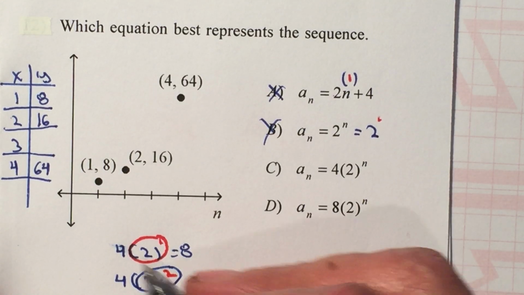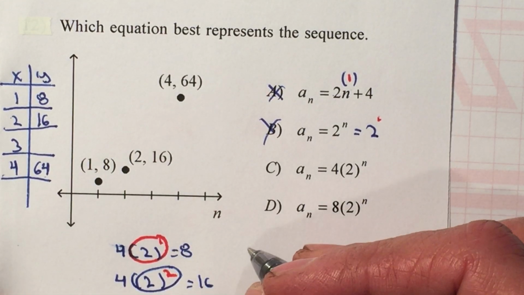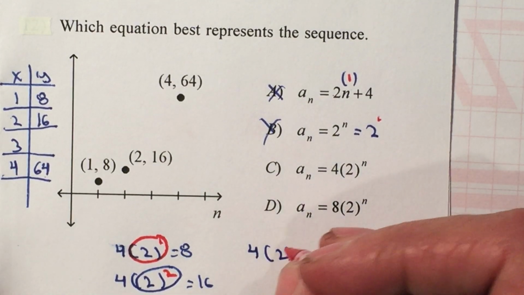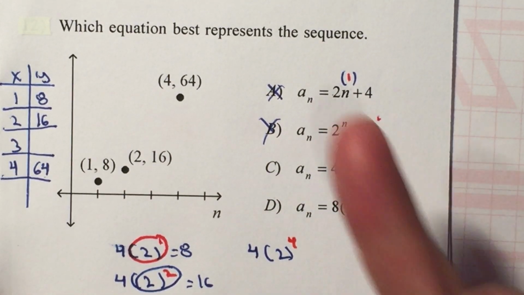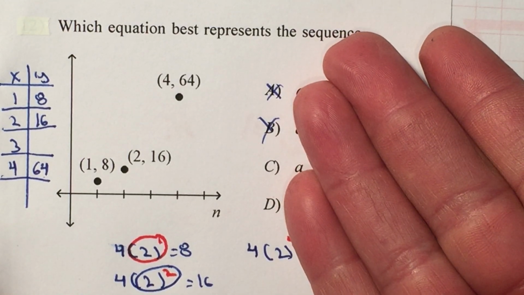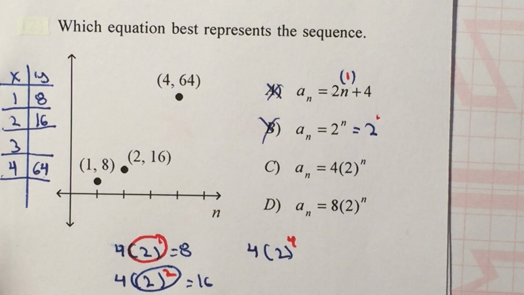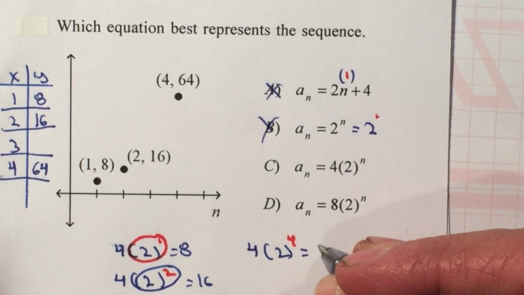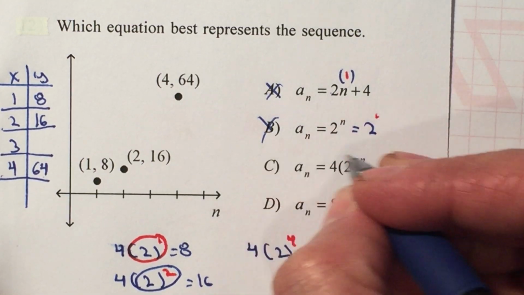So that works. If I plug in a 4, it should give me 64. Plug in a 4. 2 times 2 is 4, times 2 is 8, times 2 is 16. Times 4, is that 64? Yes. So that one works, so letter C.